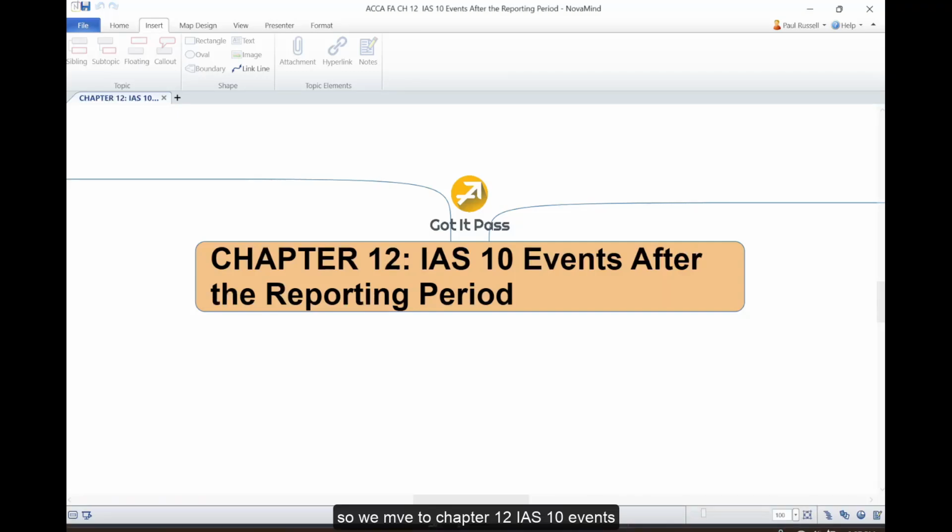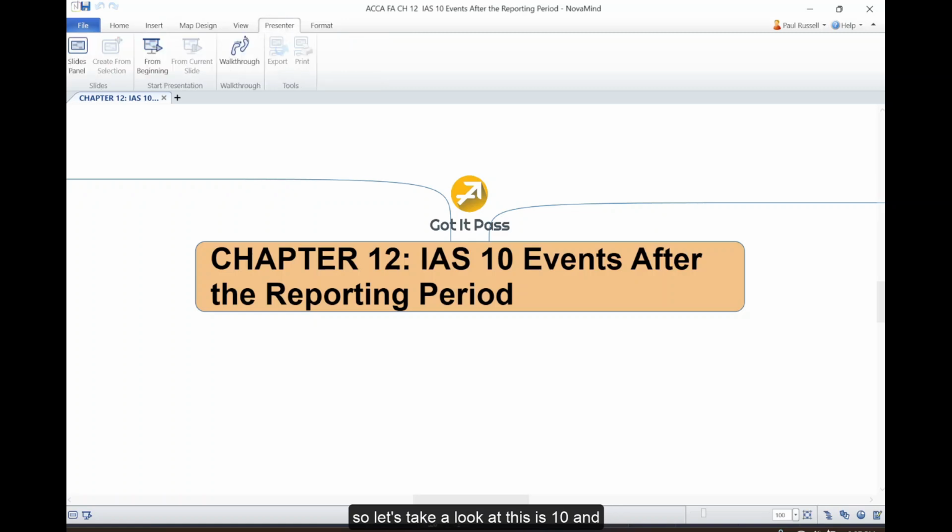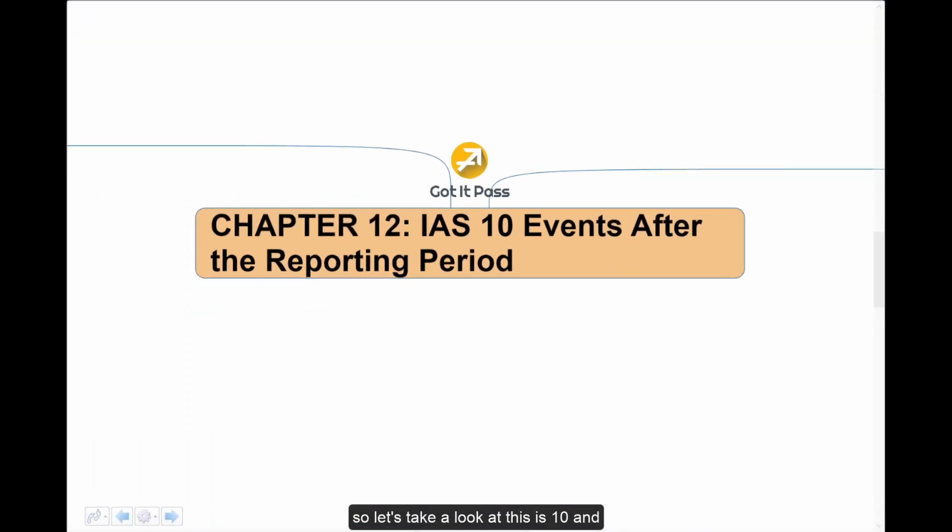Move to Chapter 12, IAS 10, Events After the Reporting Period. Just a quick reminder, as if you needed one, with every standard: definitions, conditions, basic accounting treatment, and disclosure. That's what we've got to memorize. It's not too much. So let's take a look at this IAS 10 and see what's in here.